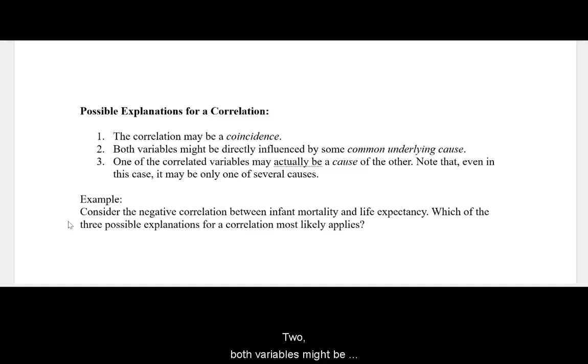2, both variables might be directly influenced by some underlying common cause. And 3, one of the correlated variables may actually be a cause of the other. And so note, even in this case, it might only be one of several causes. So here's the thing. I've seen a lot of times where I look at a report and it says, oh, look at this strong correlation, so these 2 variables are related. But it's not always the case. And that's why we really have to always do more research when it comes to correlation. We really have to make sure that there is an actual influence from one variable and the other.